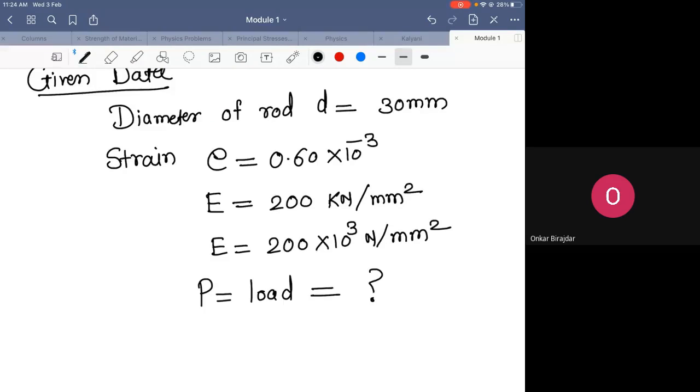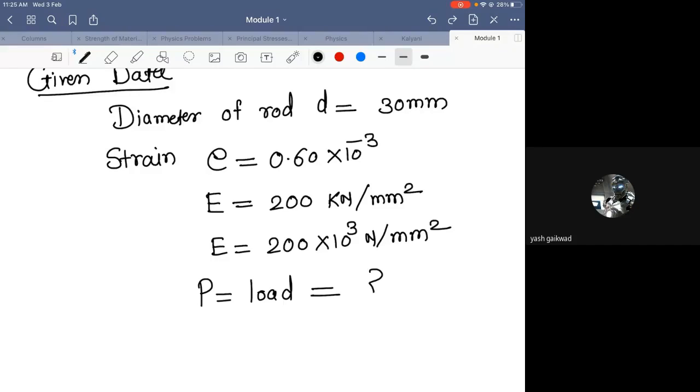Can I use this formula? Delta L is equal to PL by AE. First of all, I will try. Delta L is equal to PL by AE. P is not given. L is not given. A I can calculate. Delta L is not given. Okay, I can't use this formula. So how can I proceed?